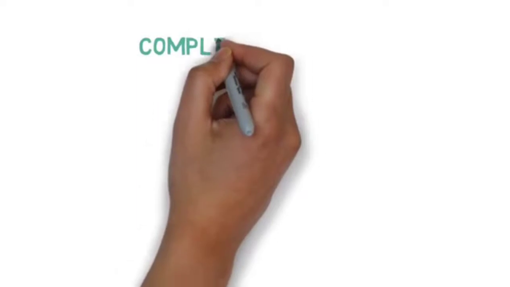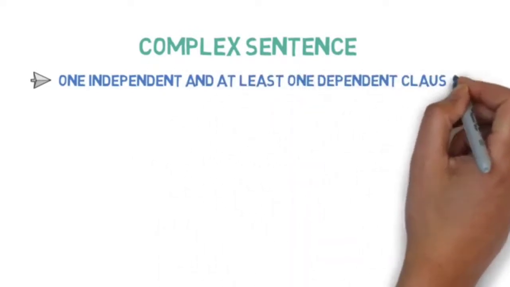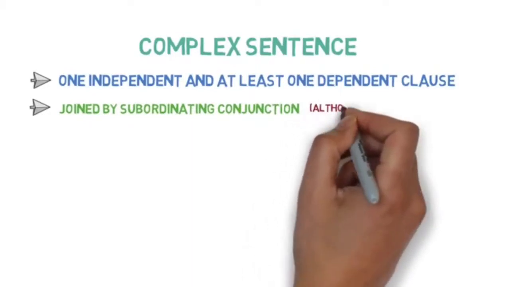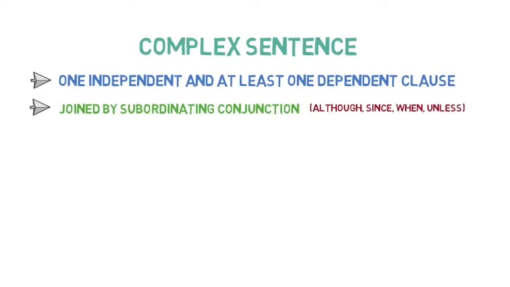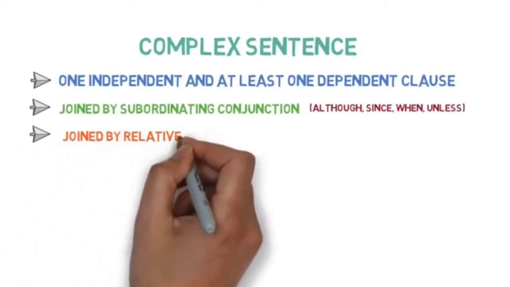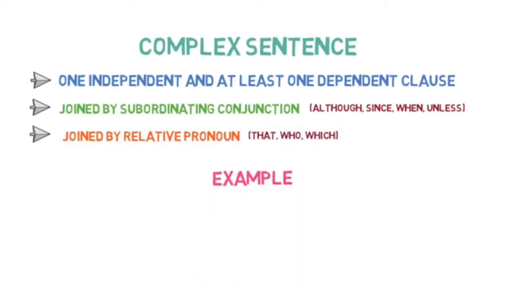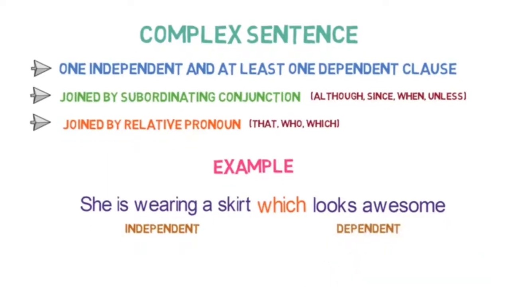The next type of sentence is the complex sentence. A complex sentence consists of one independent clause and at least one dependent clause. And it is joined by subordinating conjunctions like although, since, when, unless, etc. And also it is joined by relative pronouns like that, who, which. For example, she is wearing a skirt which looks awesome. Here, which is the subordinating conjunction which connects the one independent clause and one dependent clause.